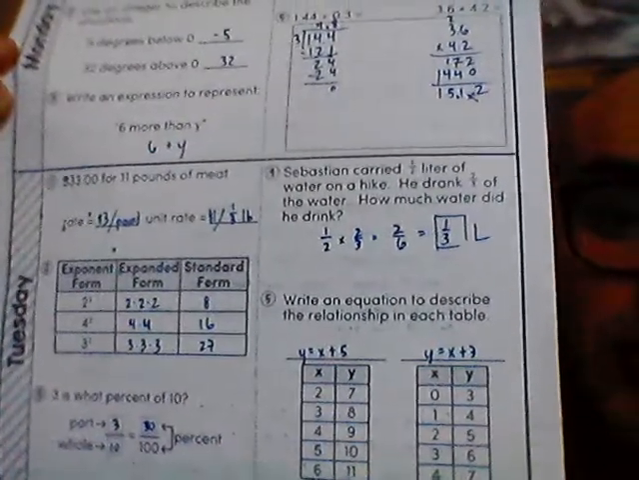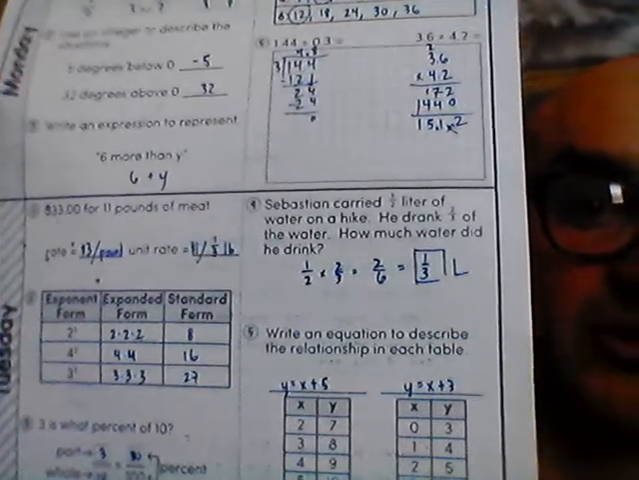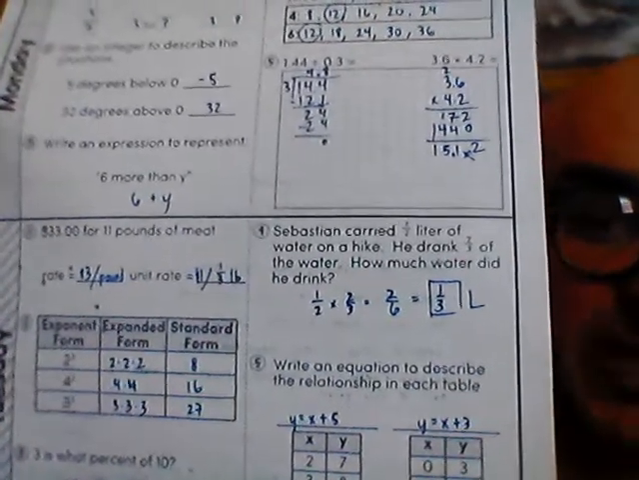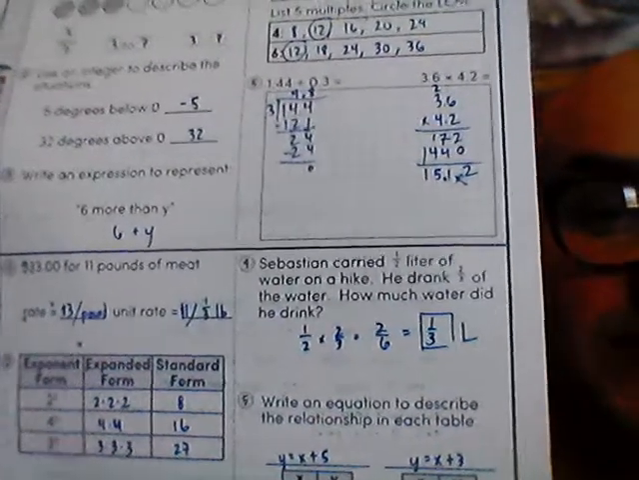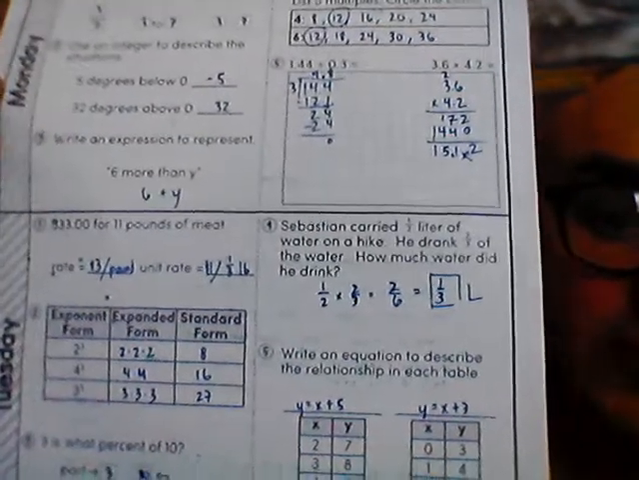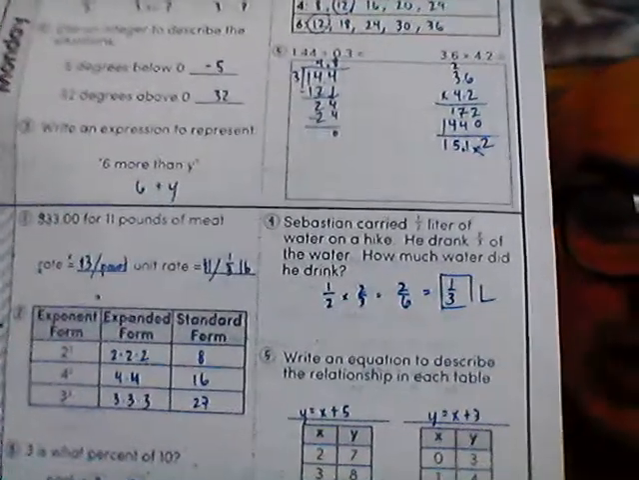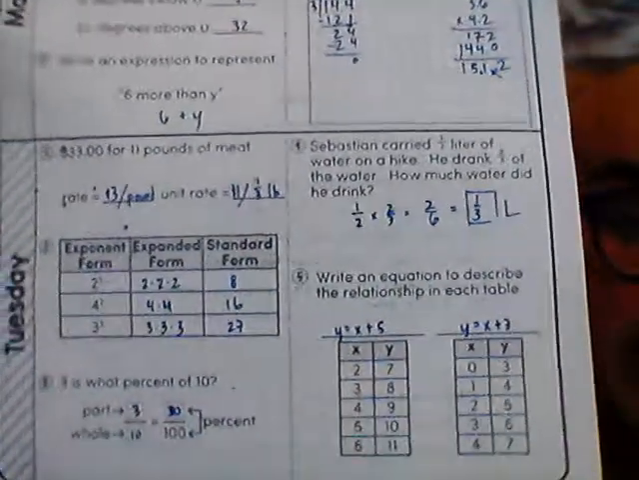Number 4, Sebastian carried a half a liter of water on a hike. He drank 2/3 of the water. How much water did he drink? So if he began with half a liter, he drank only 2/3 of it. Before I even do my multiplication, I know that the answer is going to be less than 1/2. So when it's giving me a problem like this, I have to quickly multiply 2/3 by 1/2. I get 2/6. That simplifies to 1/3 of a liter.